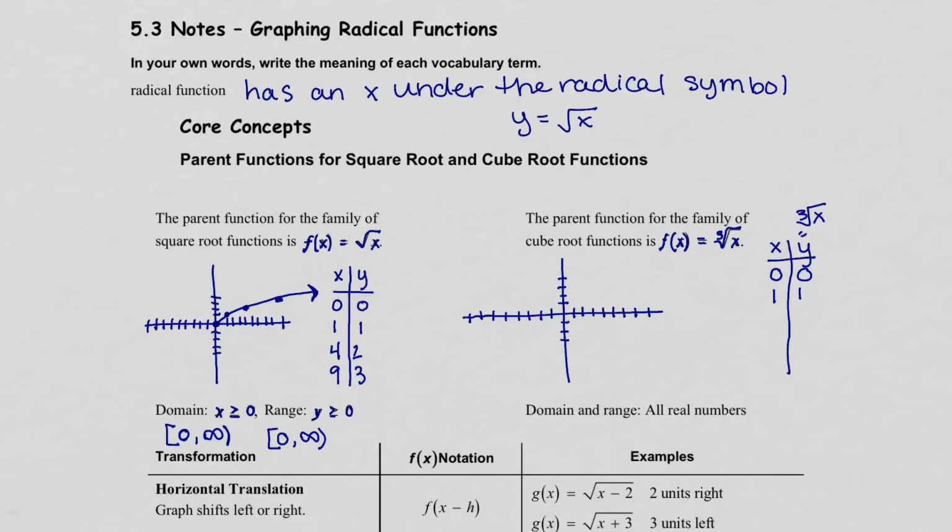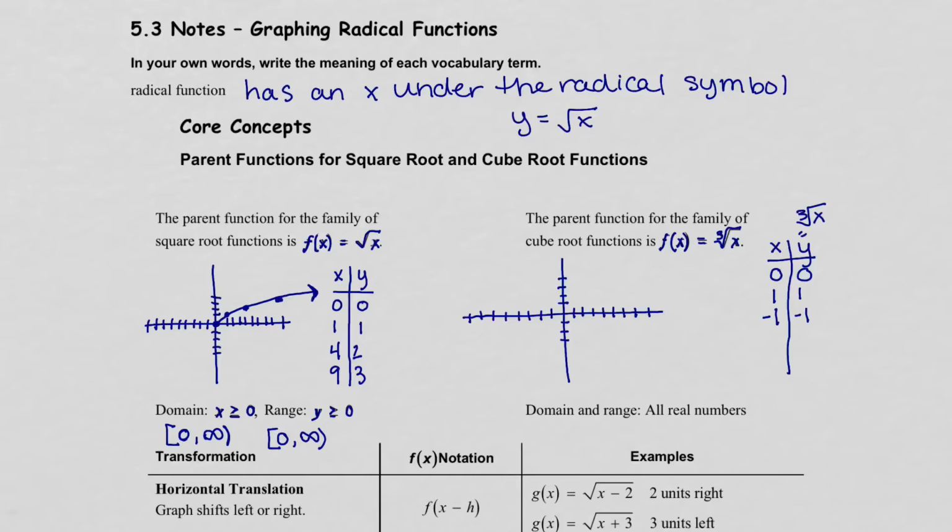We don't want to have to deal with the complex numbers and i's and all of that. So we didn't include any negatives for the square roots, but in the cube roots, we can do that. So we can do -1. So when x is -1, the cube root of -1 is -1. And we know that because -1 times -1 times -1 is -1.